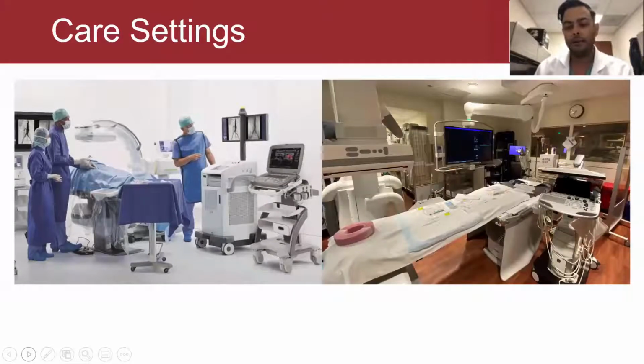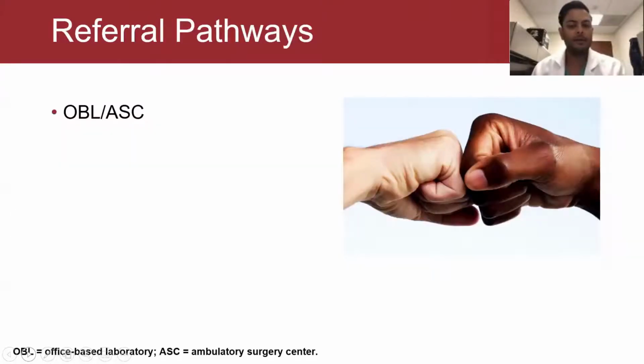And then inside the hospital, and I work inside of a quaternary medical center. So this is my predominant experience in how we take care of patients. There are significant differences, and we're going to start by examining referral pathways.